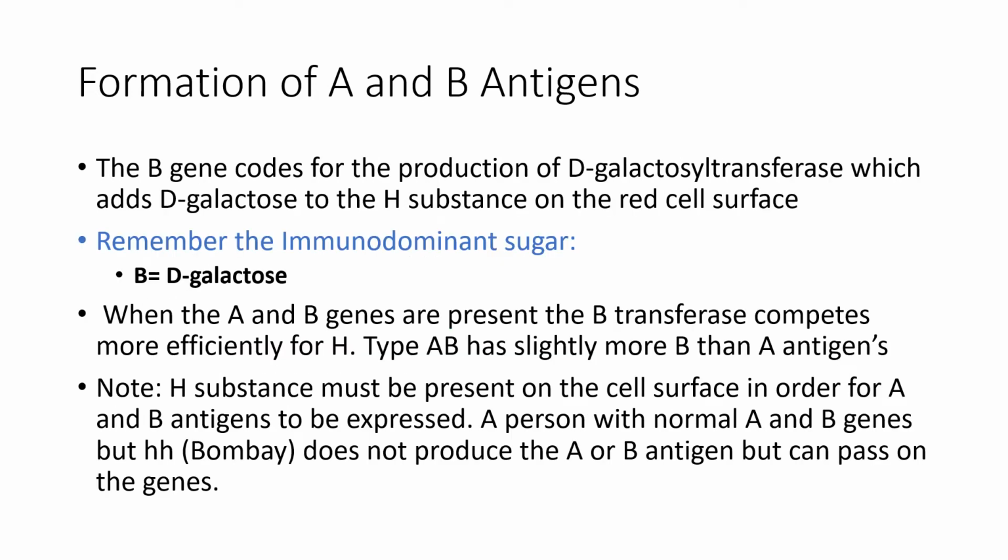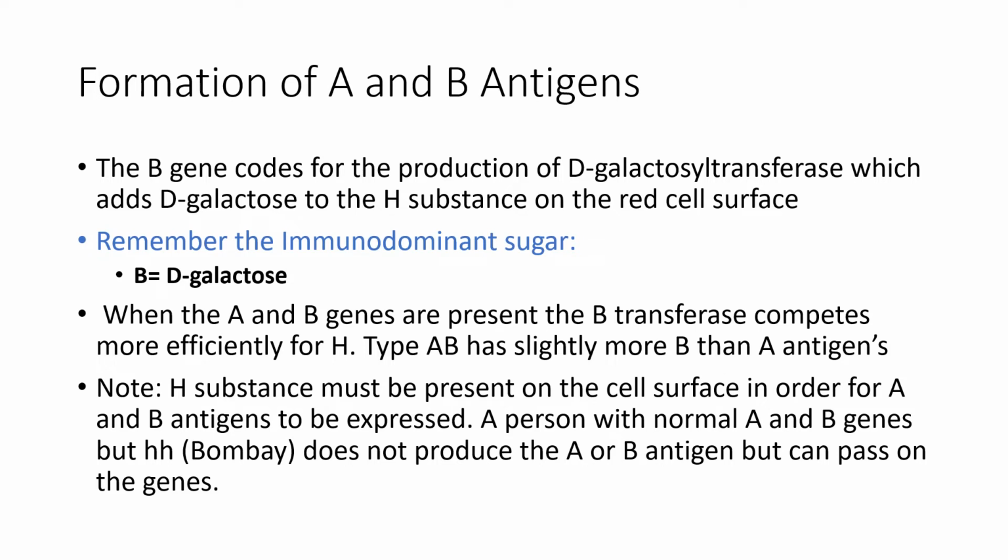The B gene codes for the production of D-galactosyl transferase, which adds D-galactose to the H substance on the red blood cells to create a B antigen. The immunodominant sugar for type B is D-galactose. When the A and B genes are both present, the B transferase competes more efficiently for H. So a type AB person has slightly more B than A antigens.